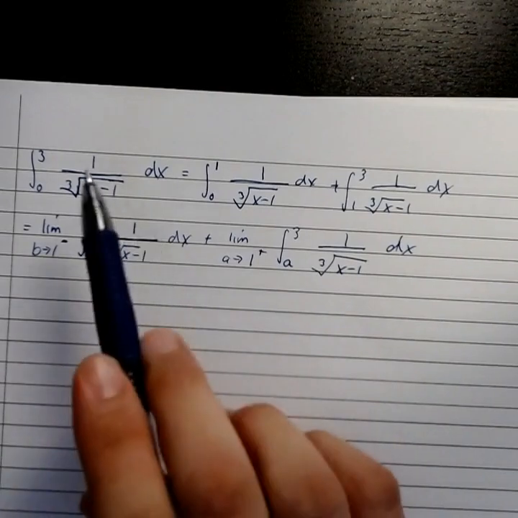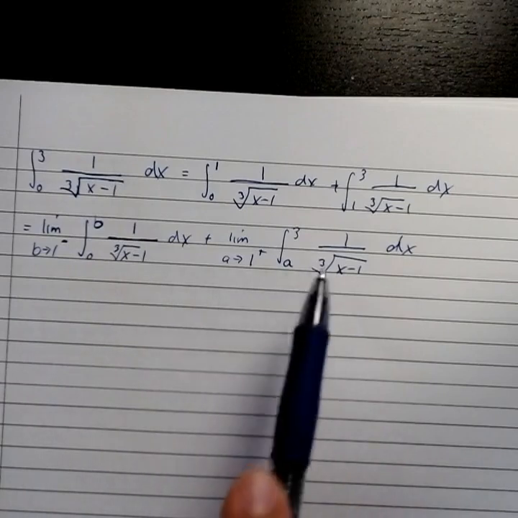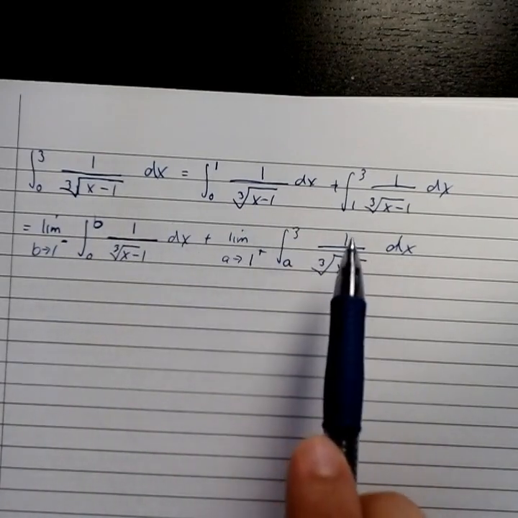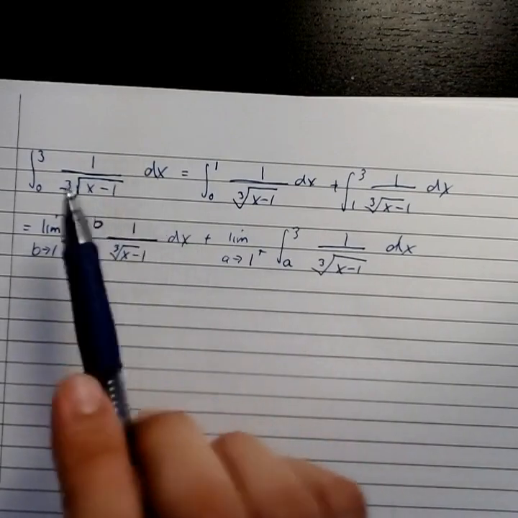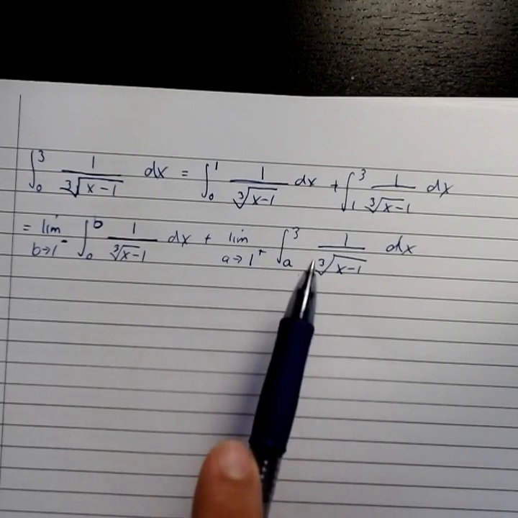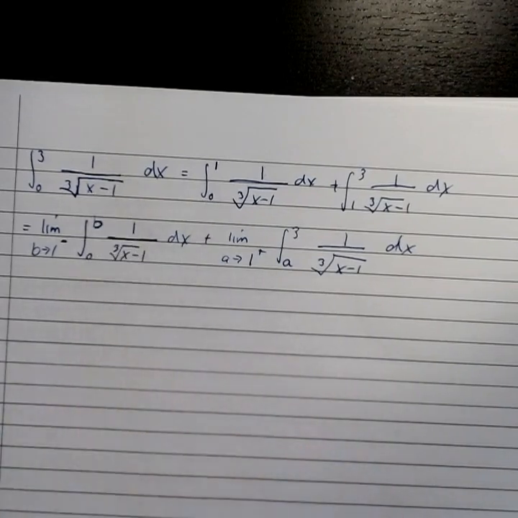Note that for this integral to exist, both of these limits must exist. If this gives you 2/3 and this gives you infinity, well then that still diverges. For this to converge, both of these must converge. If one diverges, that's enough, the whole thing diverges. If they both diverge, well then it definitely diverges. All right, so let's go ahead and take a look here.